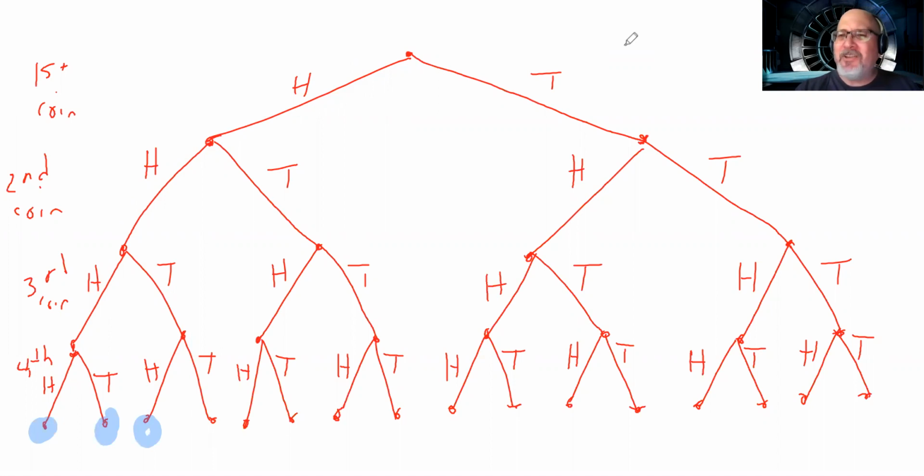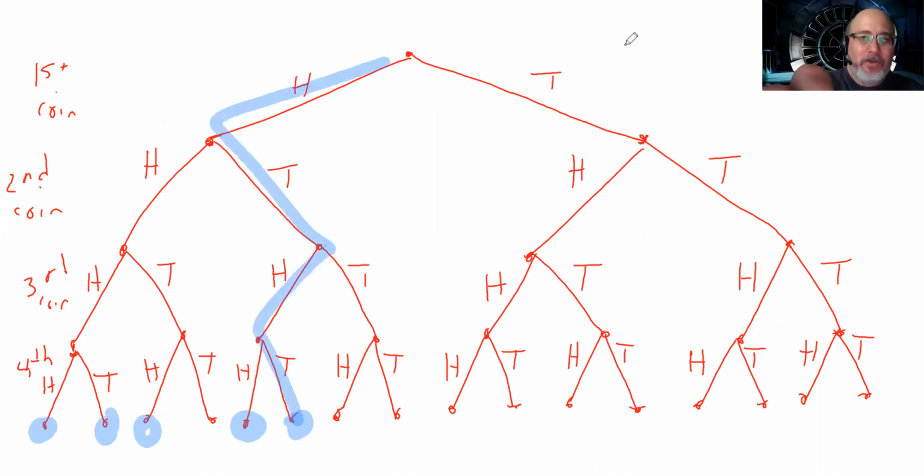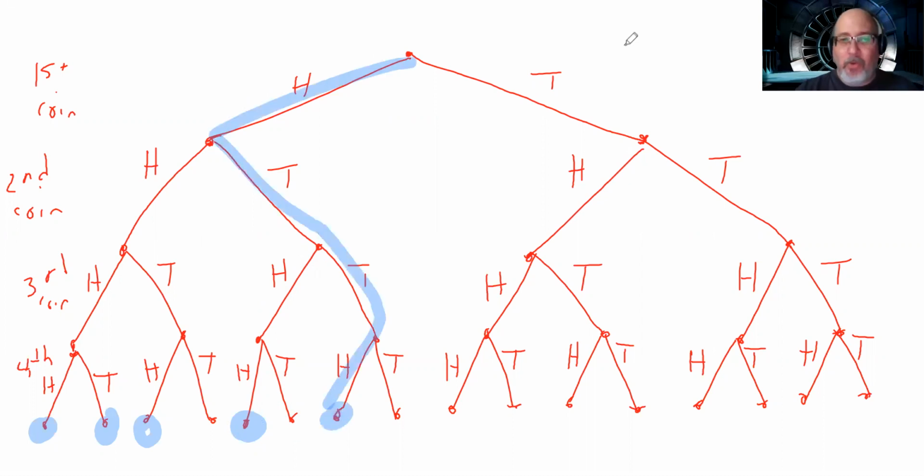Maybe I just forgot to delete a bad branch earlier and that's why I made a mistake. This branch, does that have at most 1 tail? Yes, it's got exactly 1. We keep that branch. Does this branch have at most 1 tail? No, it's got 2, 1 here and 1 here. We want at most 1. It's got more than 1. So we don't want that branch. This branch, no, it has 2 tails. We want at most 1. This branch, no, it's got 3 tails. We want at most 1.